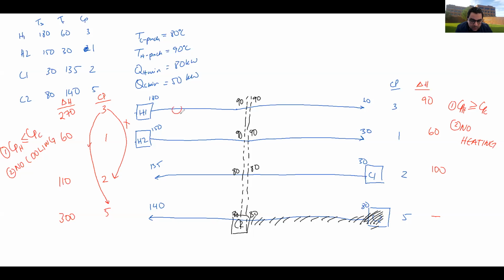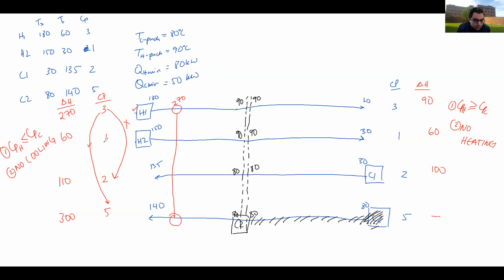Okay, so I'm going to connect this line all the way to this line, and this stream requires 300. This stream has 270, so I'm just going to transfer all the 270 from my hot stream to my cold stream. So this is satisfied, H1 is done, and I still have 30 here, which I need to give to the stream. Okay, so H1 is done.